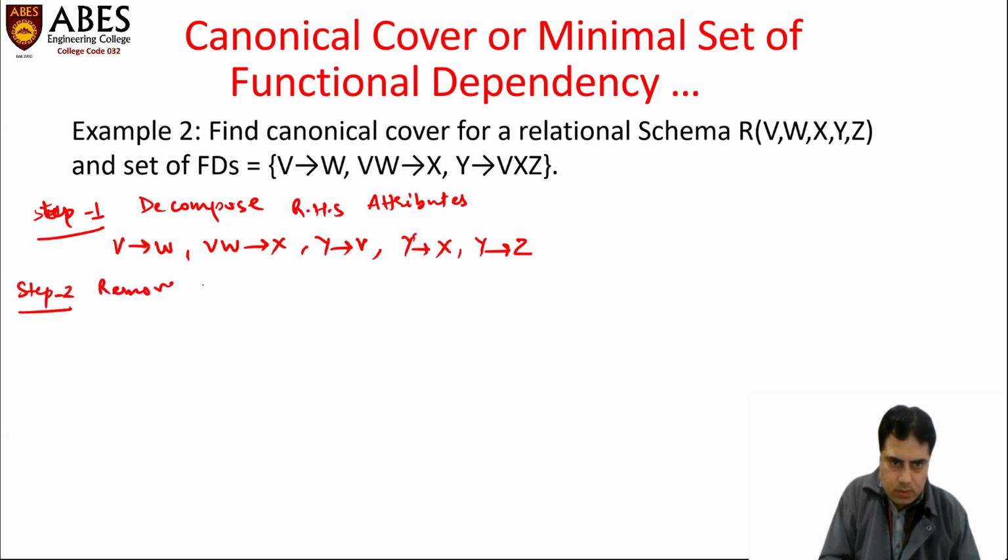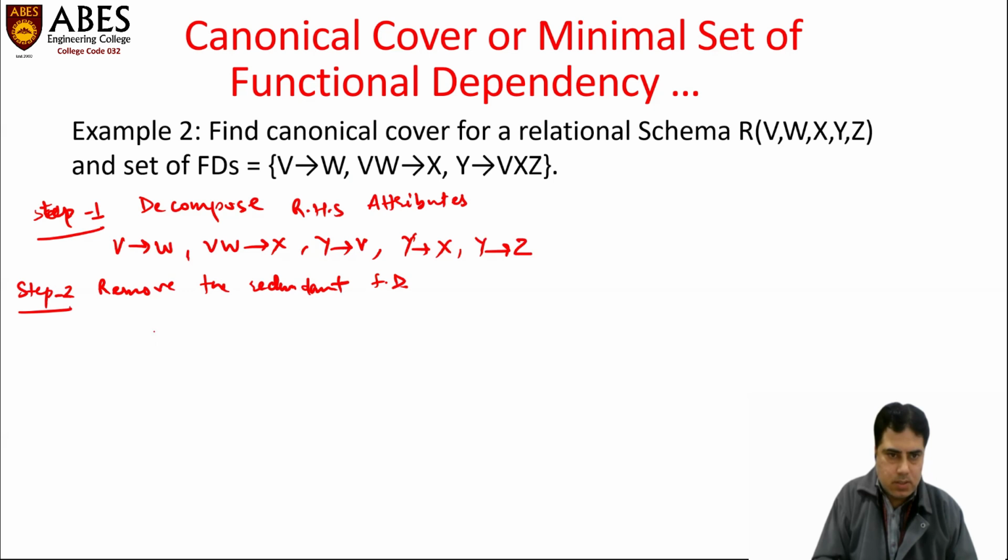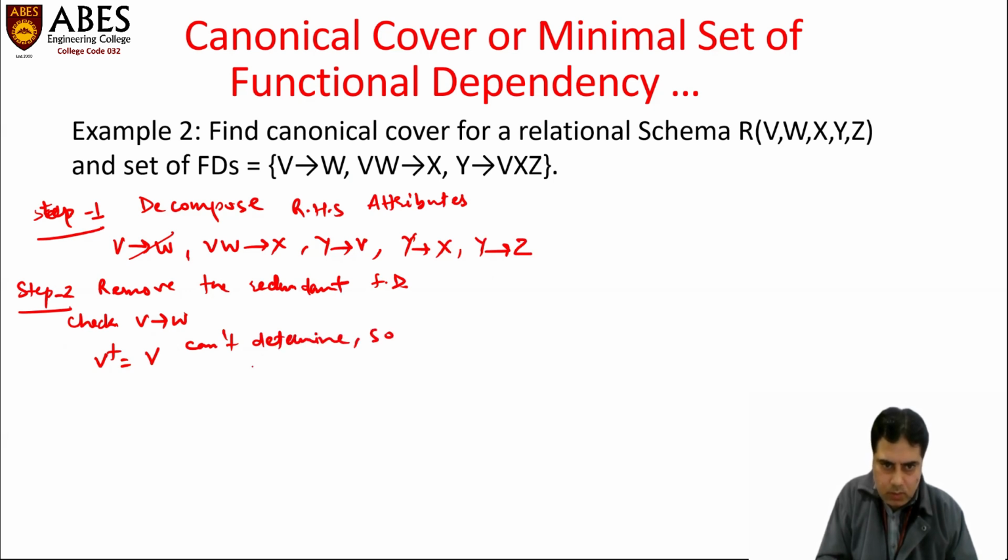Remove the redundant functional dependency. Now first check for V determine W. Now remove this. Now take the closure set of V. V to V we can determine. From V we cannot determine anything. So cannot remove. Now this will be a part of the set.